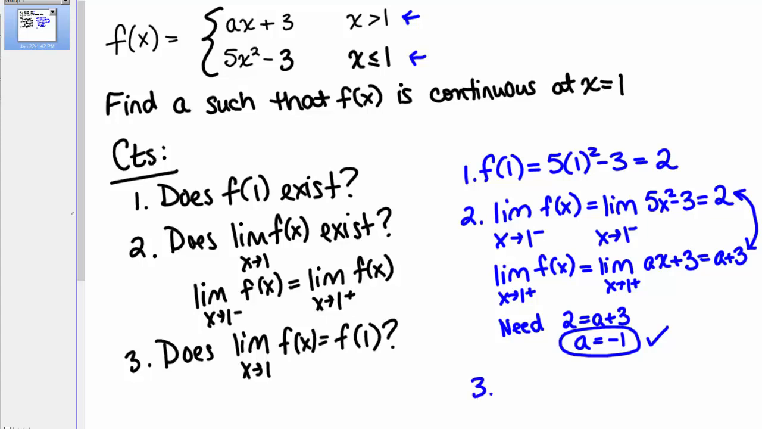And we will also have that f of 1 equals 2 equals the limit as x goes to 1 of f of x. So it will be continuous at x equals 1 when a is negative 1.